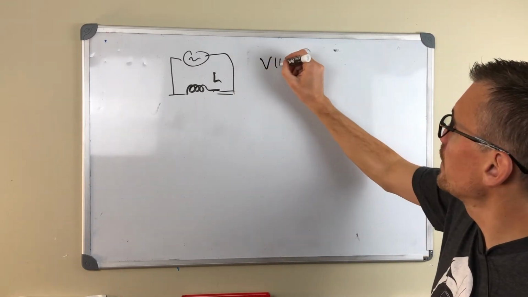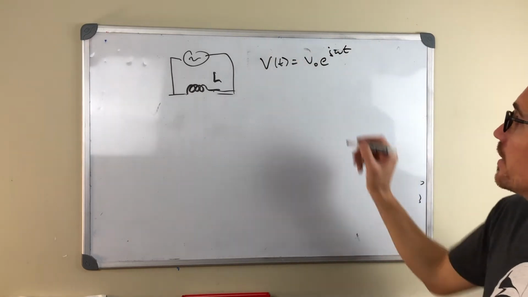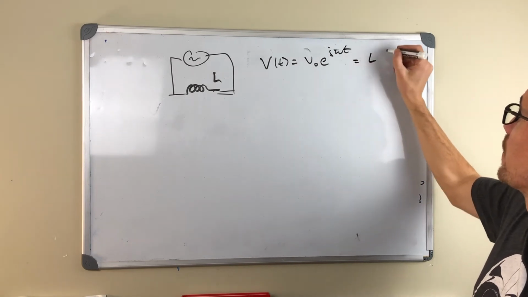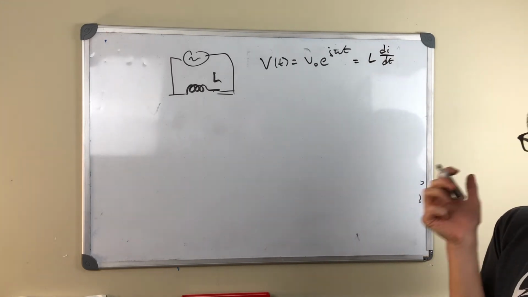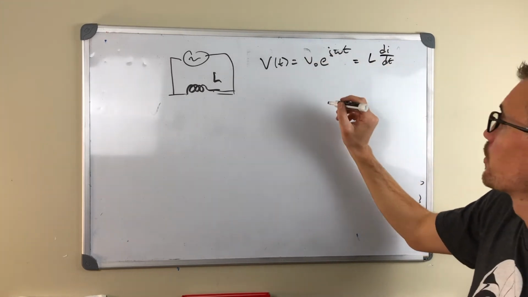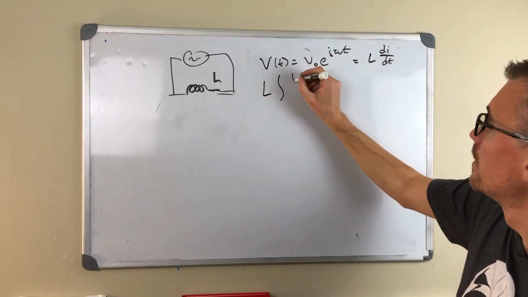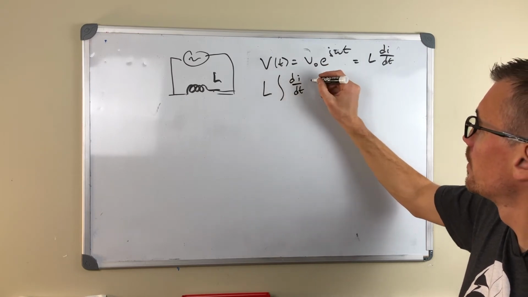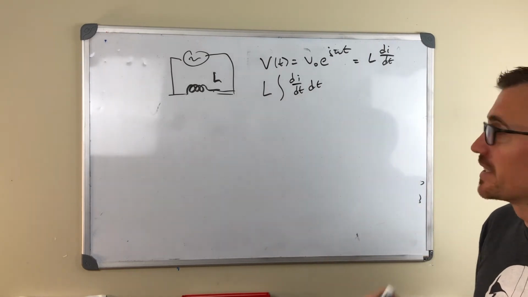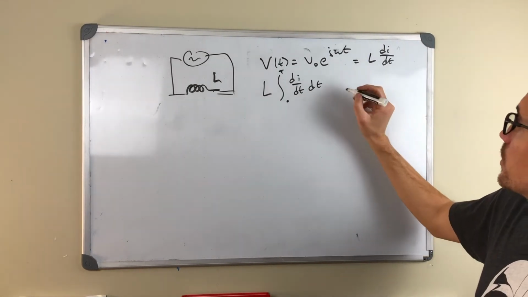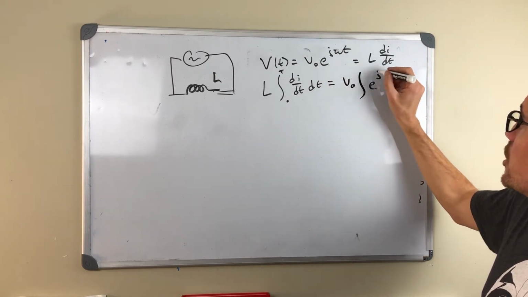We had V of t is equal to V naught e to the j omega t, and that was equal to L di by dt. And we want to figure out I. Well, we don't take the derivative this time. What we can do is we can integrate both sides. So I'll just integrate both sides, and I'll say that L times the integral of di by dt over t is just going to be, the integral of a derivative is the function evaluated at its endpoints. Let's just say it's originally 0. Okay, so that's going to be equal to V naught times the integral of e to the j omega t.